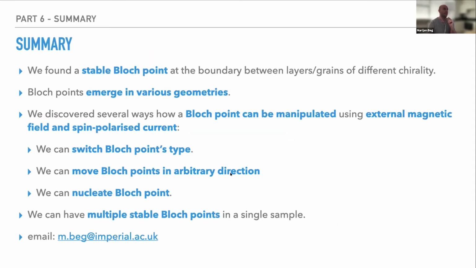I will quickly summarize. So far we've found a stable Bloch point at the boundary between layers or grains of different chirality.